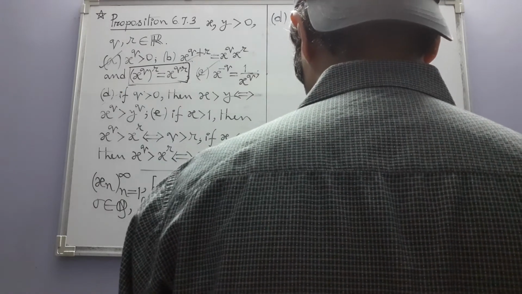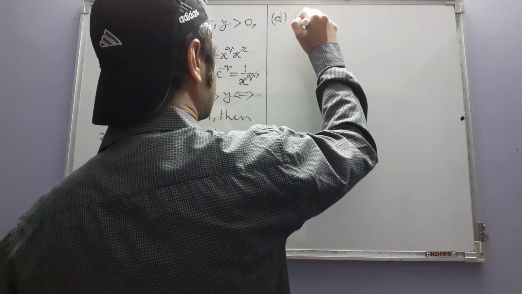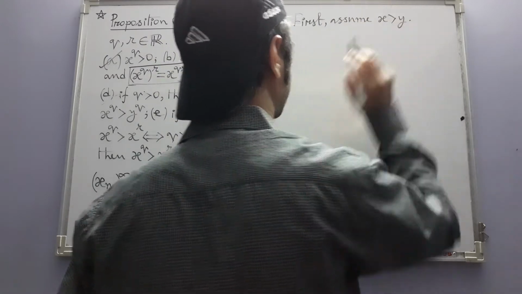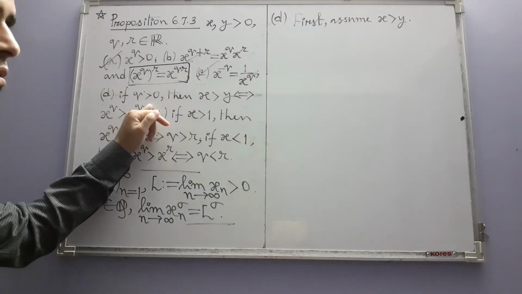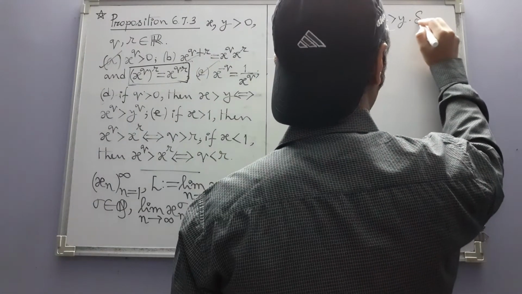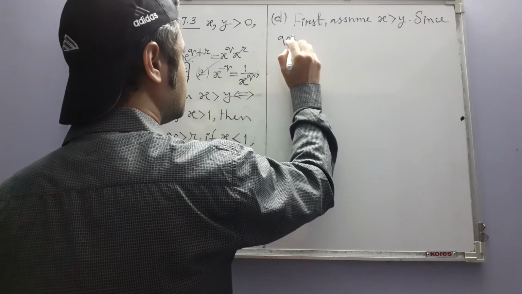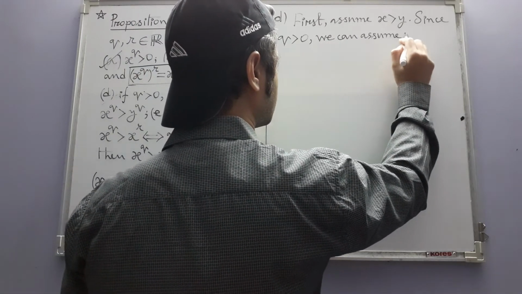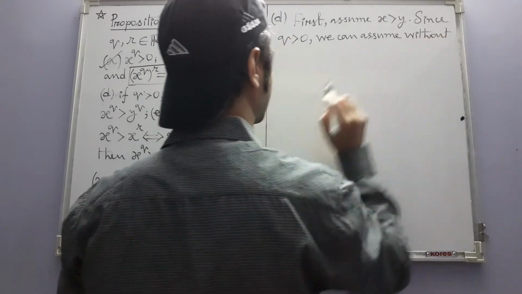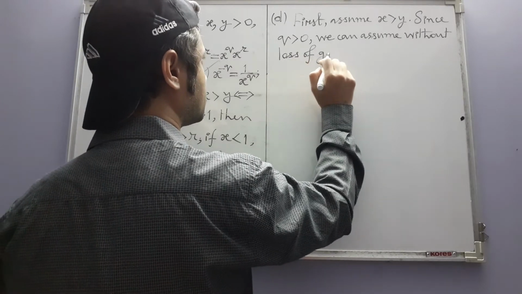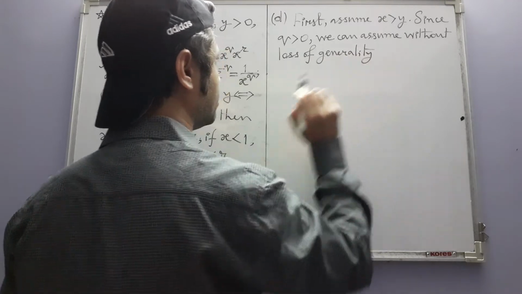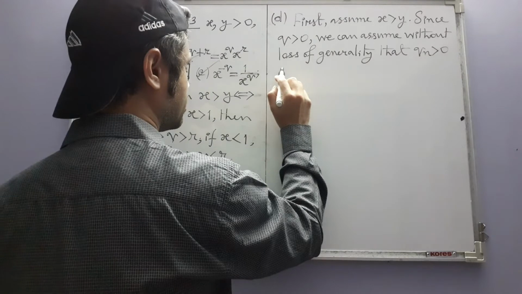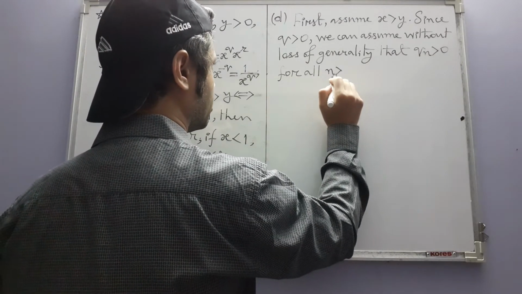So here the thing starts like this. First, assume x to be greater than y. Our aim is to prove that x to the power q is greater than y to the power q. Since q is greater than 0, we can assume without loss of generality that Qn is greater than 0 for all n greater than or equal to 1.